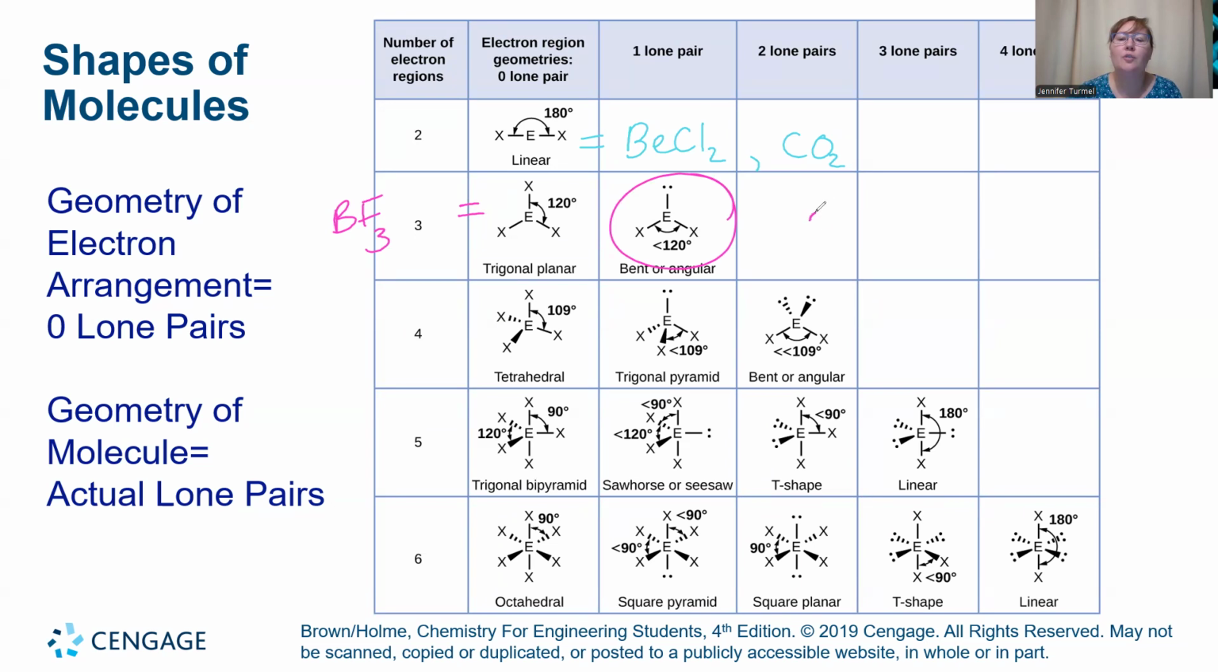Remember ozone? Ozone looked like this. And I'm just going to draw one resonance structure. So this lone pair counts. And so it has a trigonal planar electron arrangement. This down here, it has a bent or angular shape.